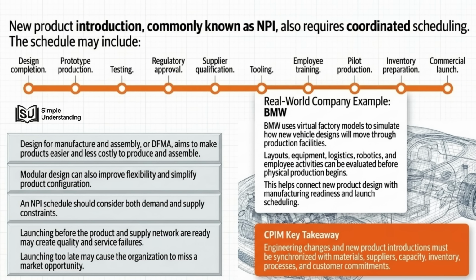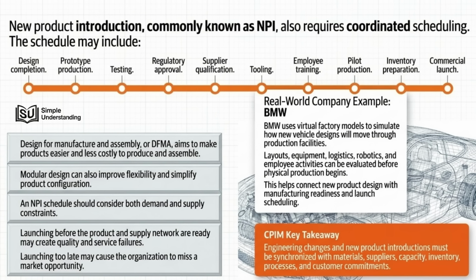Design for Manufacturing and Assembly, or DFMA, aims to make products easier and less costly to produce and assemble. Modular design can also improve flexibility and simplify product configuration. An NPI schedule should consider both demand and supply constraints. Launching before the product and supply network are ready may create quality and service failures. Launching too late may cause the organization to miss a market opportunity.